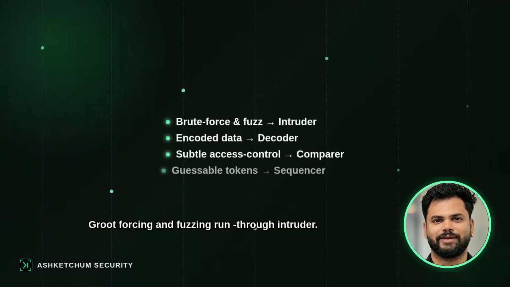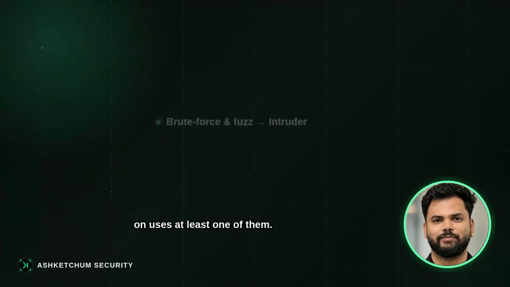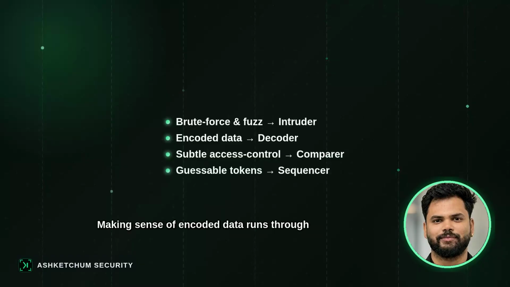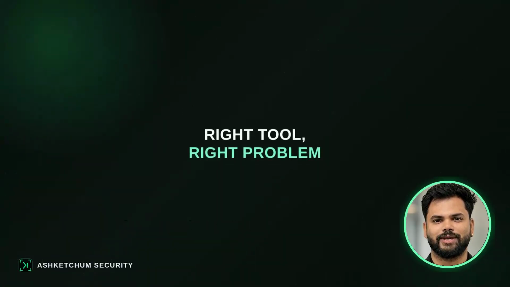Here's why these matter. Repeater made you dangerous by hand. These 4 make you dangerous at scale. Almost every attack you'll learn from here on uses at least one of them. Brute forcing and fuzzing run through Intruder. Making sense of encoded data runs through Decoder. Spotting subtle access control flaws runs through Comparer. And testing whether tokens are guessable runs through Sequencer. You don't need to master all 4 today, you need to know which tool solves which problem, so when you hit that problem, you reach for the right one.